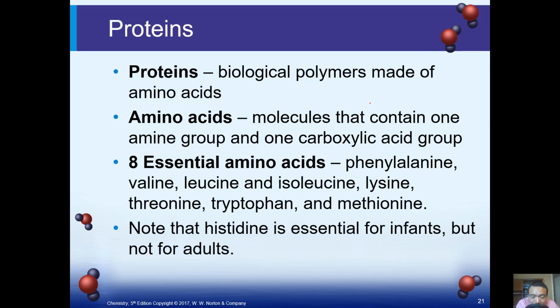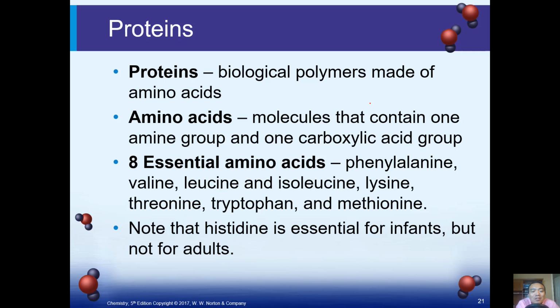Recall that function group we just talked about. That's quite important. That means it's nitrogen connected with a certain number of carbons or hydrogens. And you also have the carboxylic group as a function group. If you have both function groups, the amine and the carboxylic acid, on one molecule, we call it an amino acid.